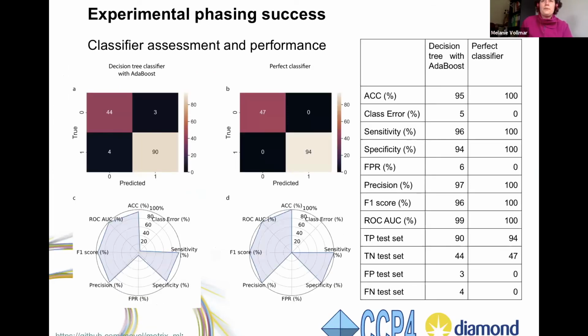So what does that mean in terms of performance stats? Essentially, it did really, really well. I had about 95% accuracy, 5% classification error. For the positive samples, it found 96%, and for the negative samples, 94% of them. So I was really happy with this, using publicly available data, I thought it was a really well-performing predictor.